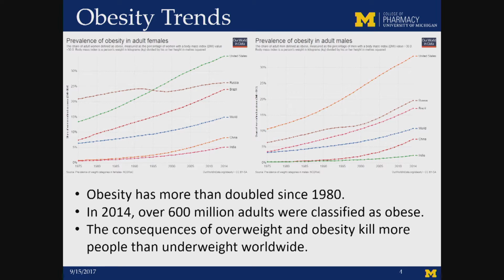Based on current definitions, in 2014 over 600 million adults were classified as obese, and this is really important because the consequences of overweight and obesity kill more individuals in the world today for the first time in history than the effects in underweight individuals.